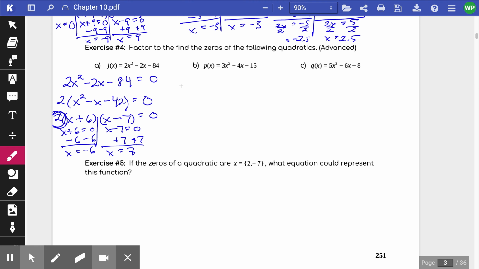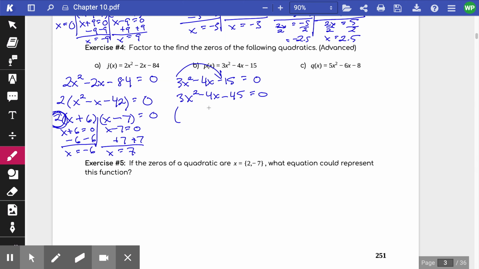All right. In part B, we have 3x squared minus 4x minus 15 equals 0. And again, we look for a GCF, and there is no GCF. This one is actually going to involve the AC method. So what I'm going to start off by doing is multiplying A times C and rewriting my equation as 3x squared minus 4x, and then 3 times 15 will give me negative 45.